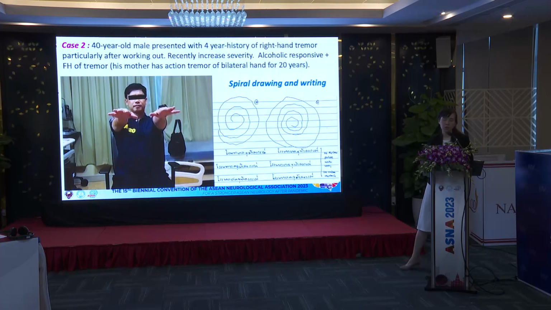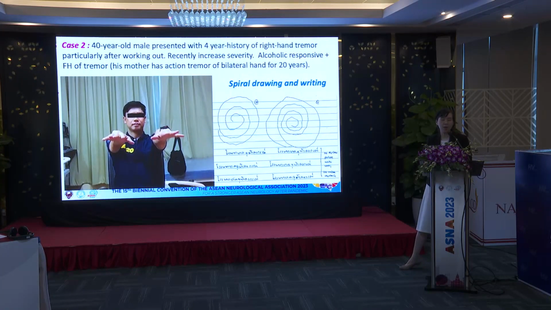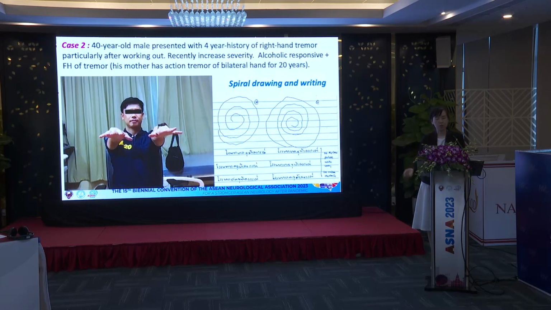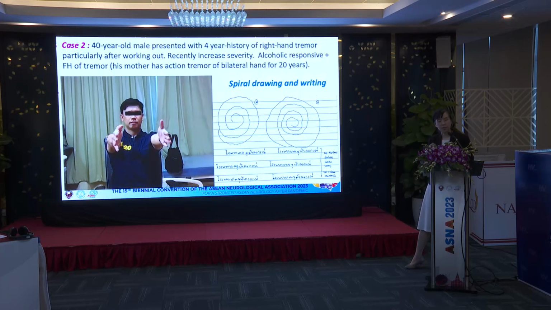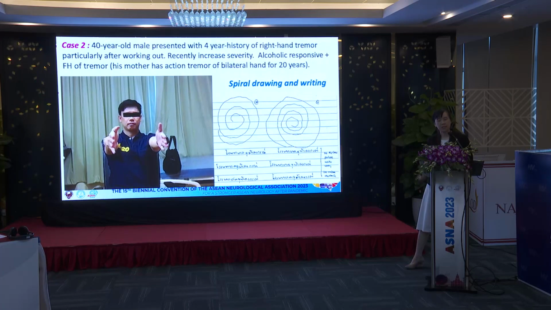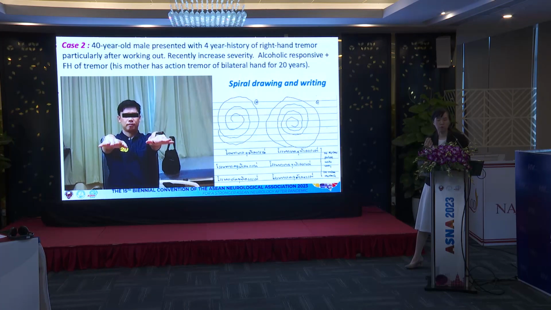Let me move to case 2. So this is a 40-year-old male who presented with a 4-year history of right hand tremor after working out. The tremor recently increased and he has alcohol responsiveness. He also has a family history. His mother has had the same history for many years.